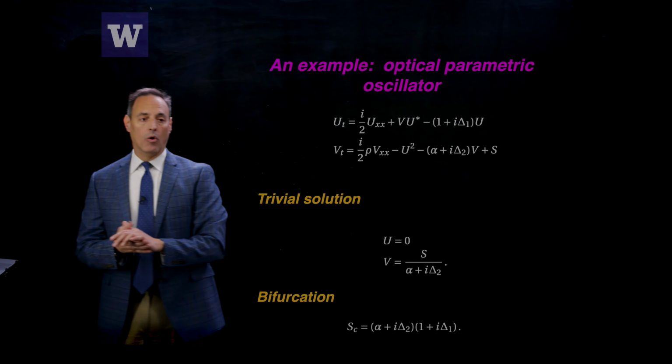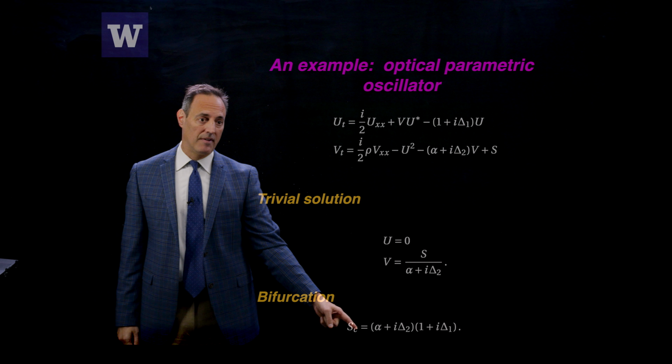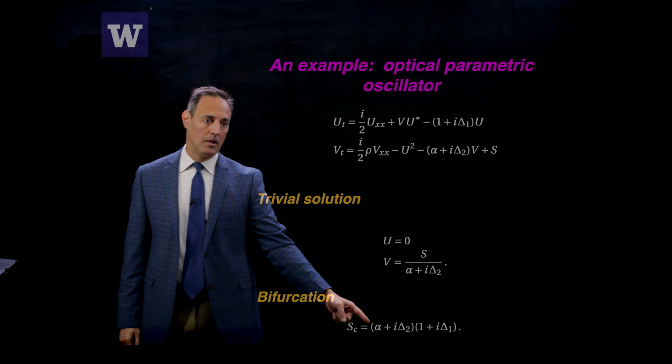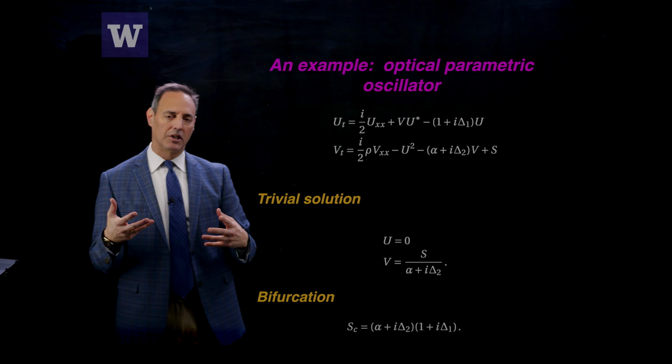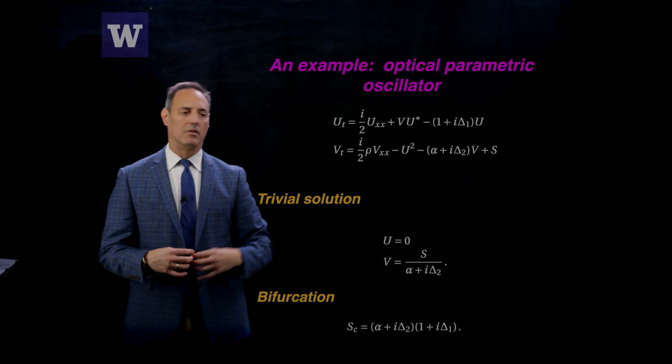We can actually compute the bifurcation point, which is the point where, looking at my dispersion relationship, the e to the lambda t, that lambda value, its real part, goes from negative to positive. And it's at this value here: S_c is equal to alpha plus i delta 2, over 1 plus i delta 1. Delta 1 and delta 2 are called detuning parameters. Again, this comes right from deriving this from Maxwell's equations. It's not so relevant here unless you are interested in this problem, but there's a reference to it in the notes.